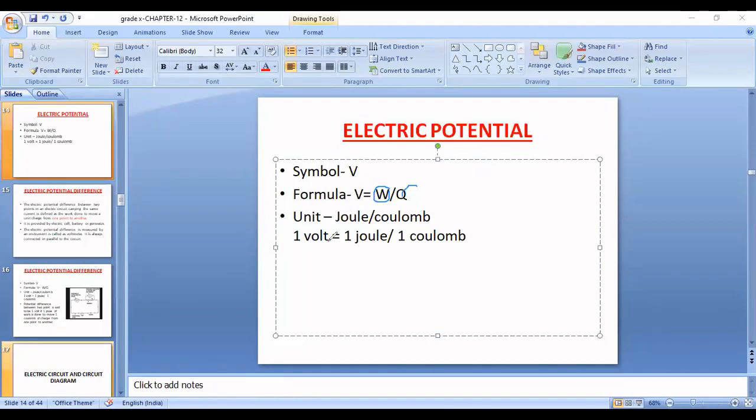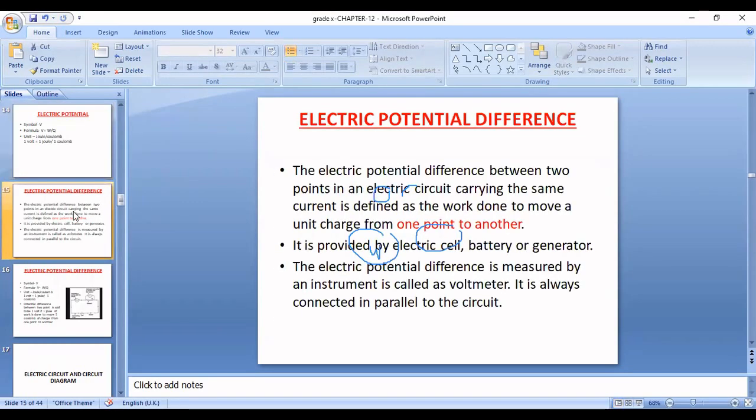Means we can say that 1 volt is the value of potential when 1 joule of work is done. This stands for the work. So 1 joule of work is done to bring 1 coulomb of charge from infinity to a given position. So this is about electric potential. Now we'll see what is electric potential difference. See, there is not much difference between electric potential and electric potential difference.